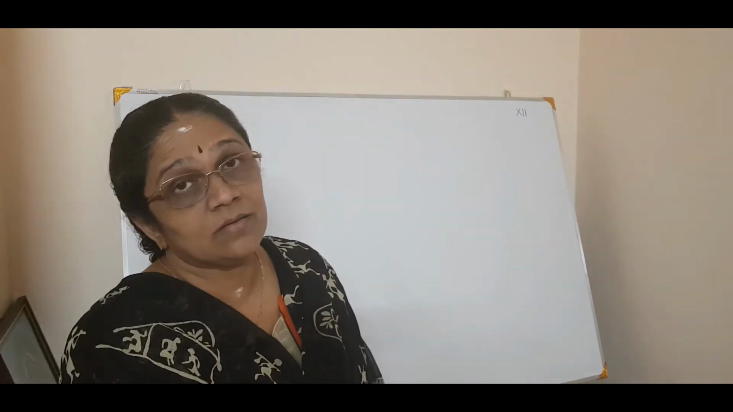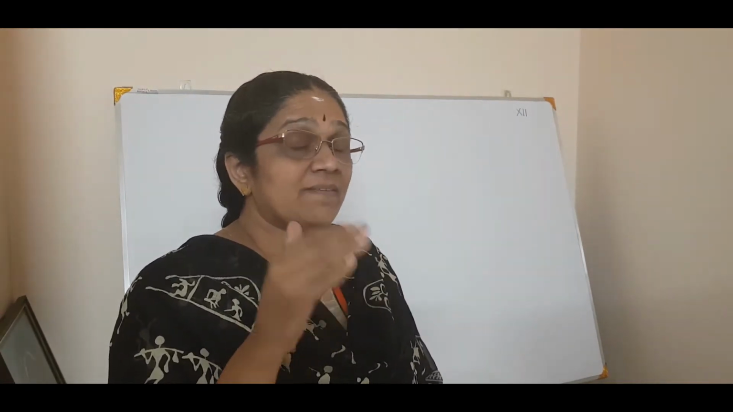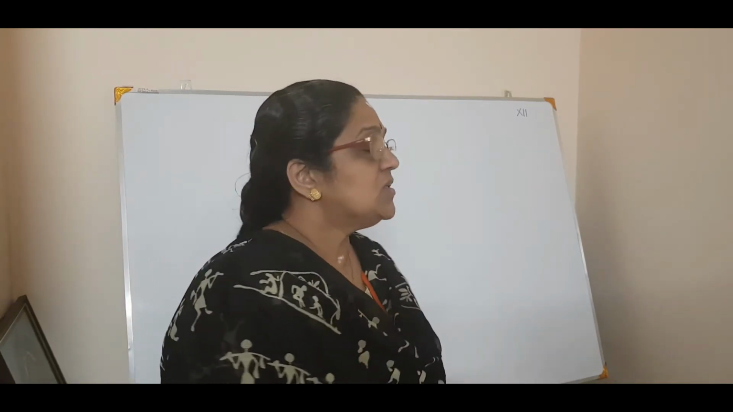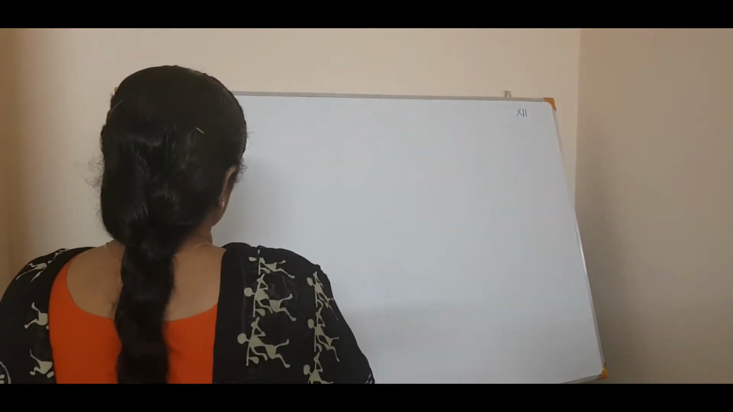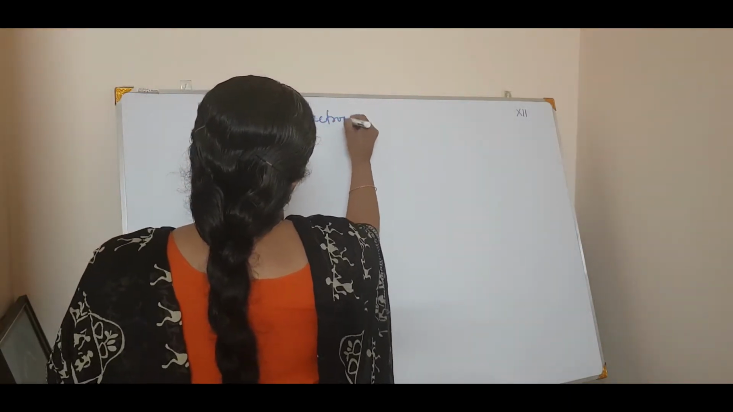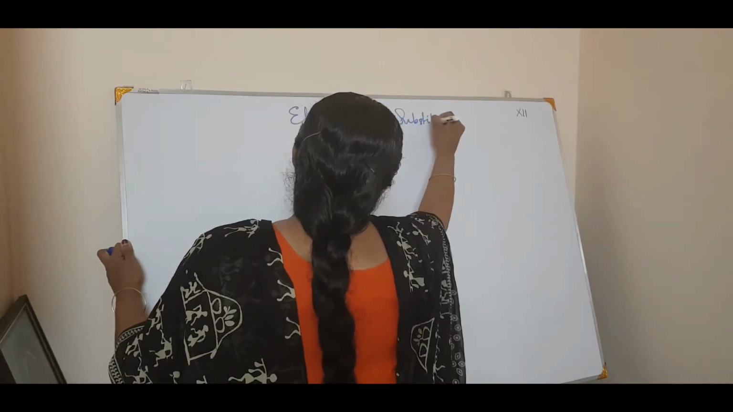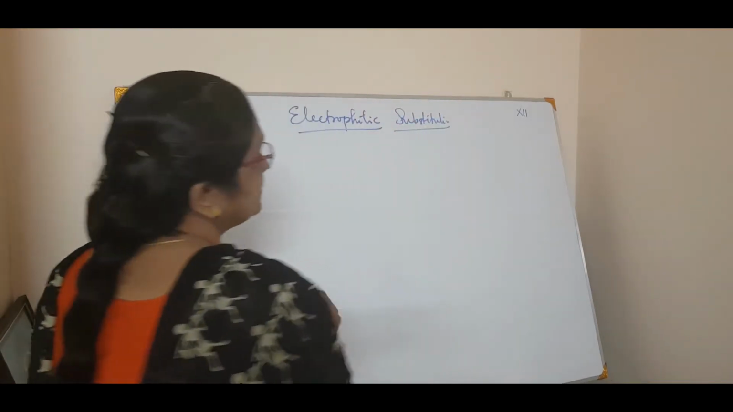Now we will see the electrophilic substitution of phenols. Okay. So last session we have seen the bond cleavage of the C-O bond, isn't it? The C-O bond is getting cleaved, and that is only for alcohols. So today we will see the electrophilic substitution. What is it? Electrophilic substitution of phenols.